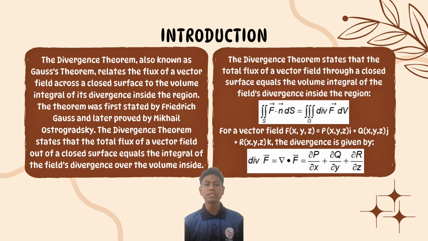The divergence theorem states that the total flux of a vector field through a closed surface equals the volume integral of the field divergence inside the region. Double integral over S of F dot n dS equals triple integral over G of divergence F dV, for a vector field F(x,y,z) equal to P(x,y,z)i plus Q(x,y,z)j plus R(x,y,z)k, and the divergence is given as stated.